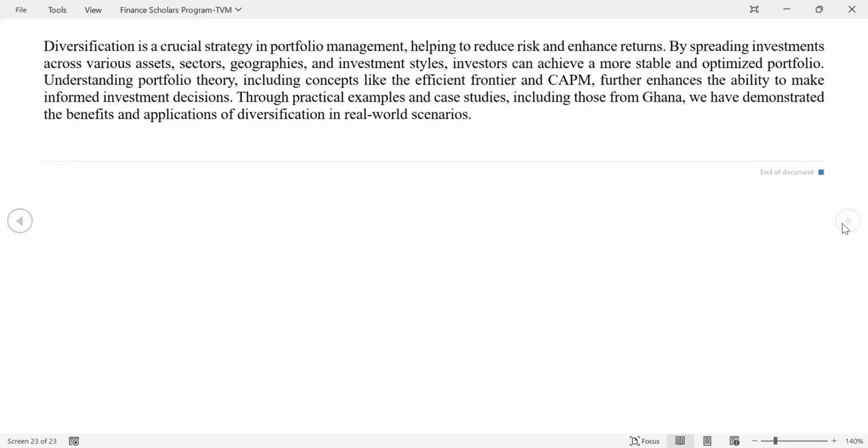Then read the book, which is called Principles of Corporate Finance. You have access to it, and if you search for it you can get the PDF book on that, then you need to understand it.